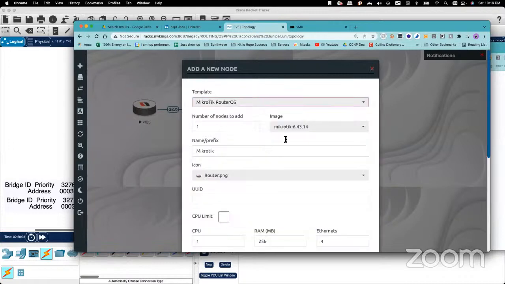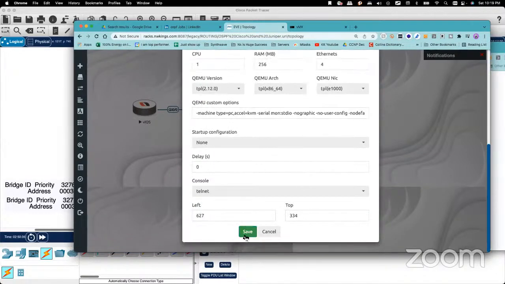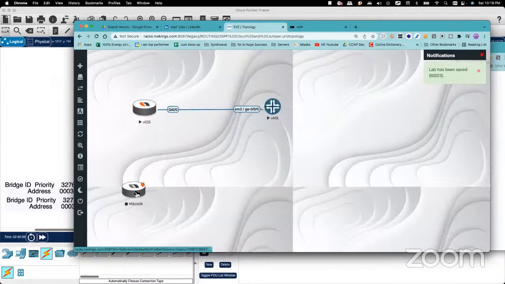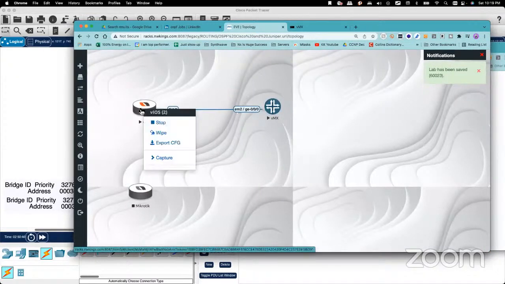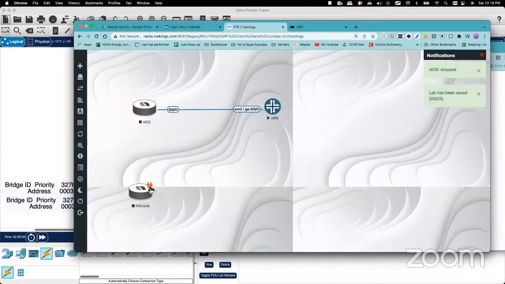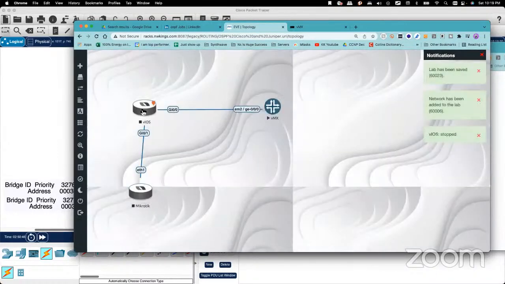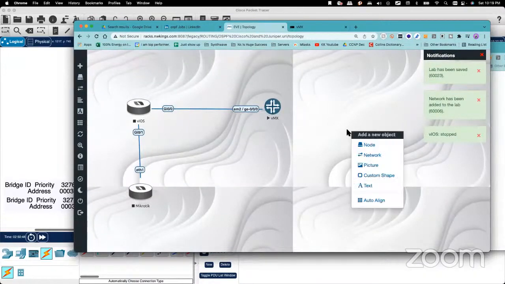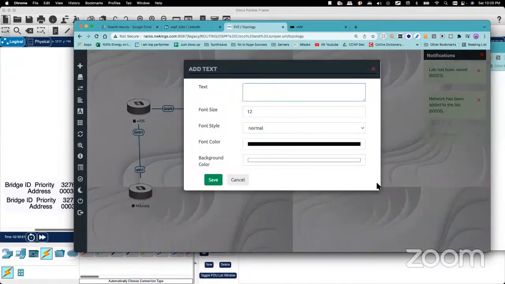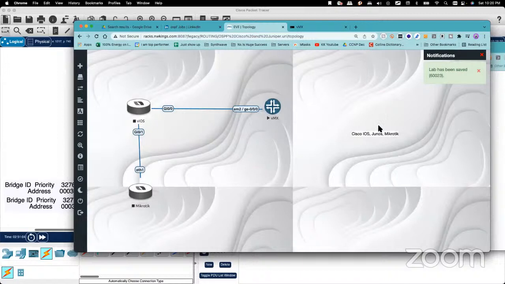If you want, I can add a MikroTik router also. You can create a connection between the Cisco router and the MikroTik router. So this lab will help you understand 3 vendors. Just imagine how much value you will get when you add to your resume that you know Cisco IOS, Junos, and the MikroTik router OS. This is what you are going to add into your resume.